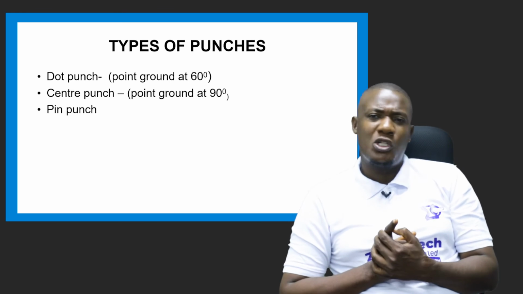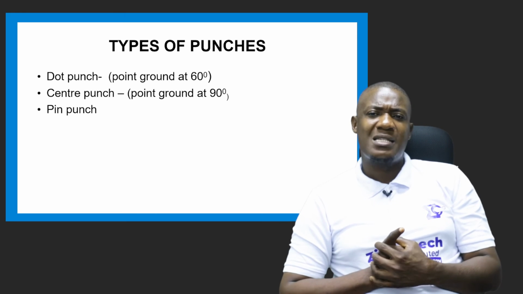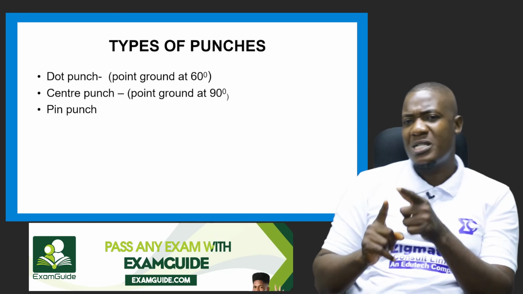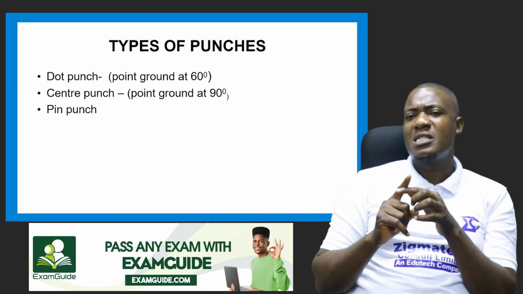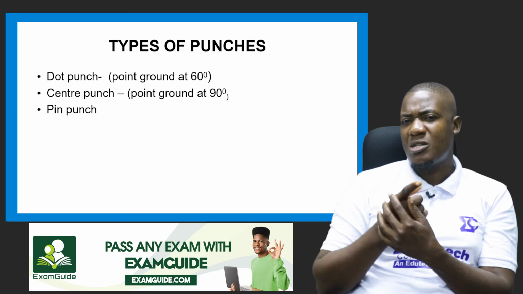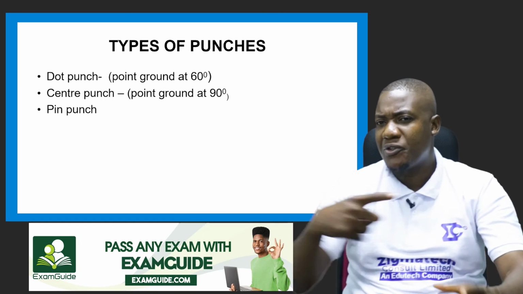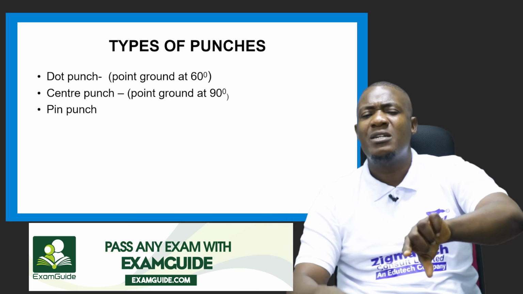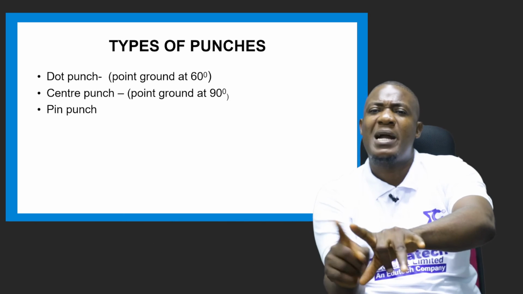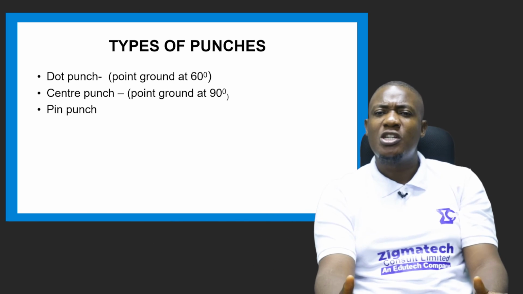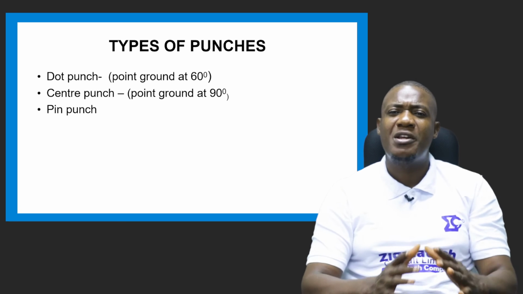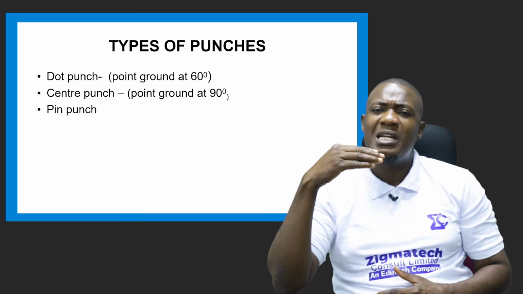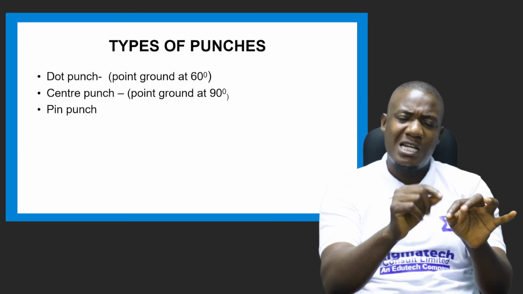Now, a pin punch, just as the name implies, is the one that does the function of driving a nail further into the wood. Let's say you want the nail to go beyond where your hammer can reach. If you are using a claw hammer to drive nails into the wood, there is a level you cannot get to.